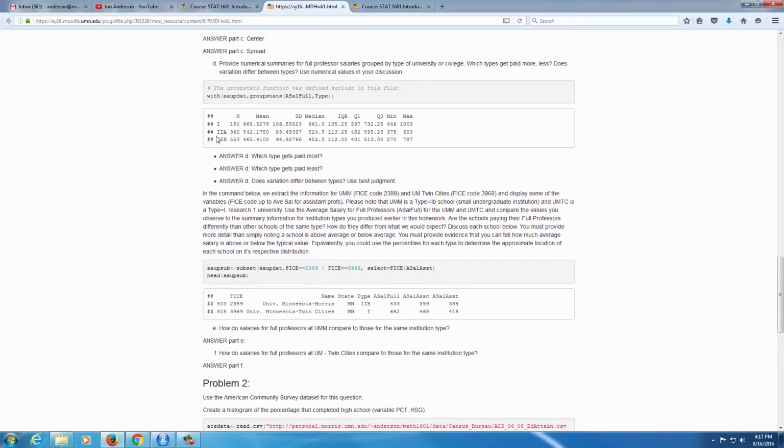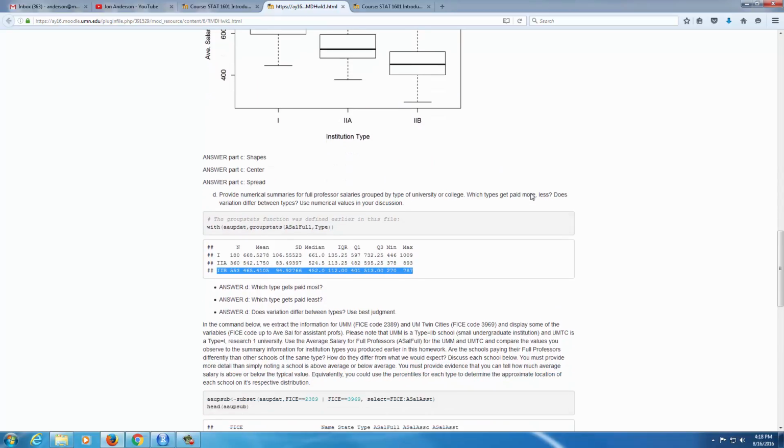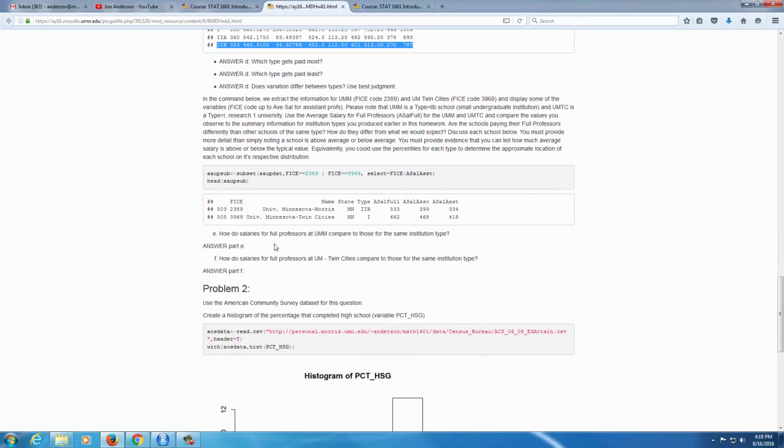And you should be able to look up here at the summary statistics for type 2B institutions and figure out where does UMM stand relative to these standards? You might be able to do it even visually according to the 2B box plot. And so I want you to write a description about how UMM full professor salaries compare to other type 2B institutions. Do UMM faculty get paid way more, way less, about the same as other 2B institutions? You should be able to tell from the information provided.